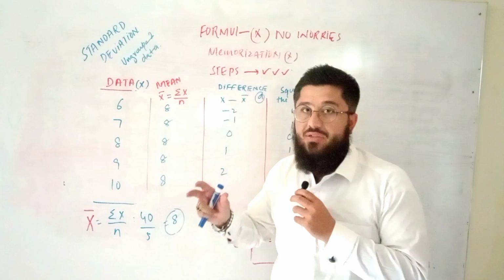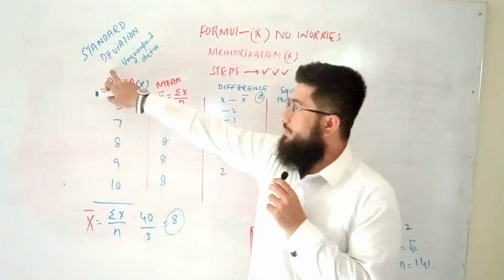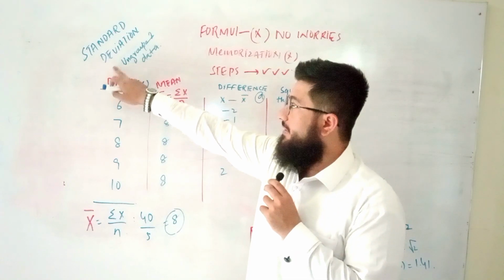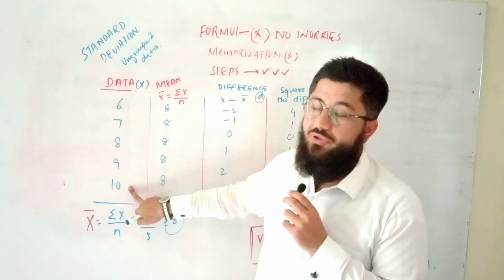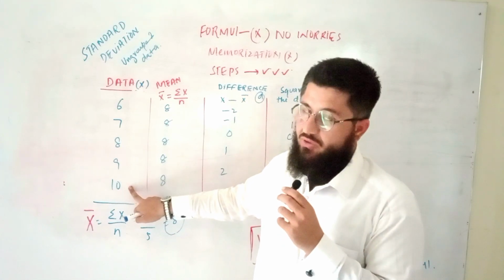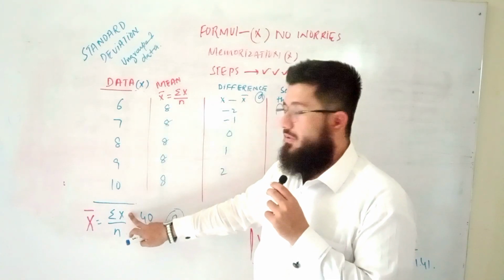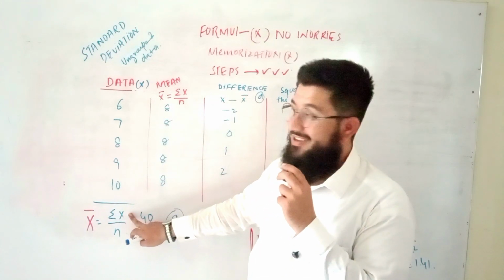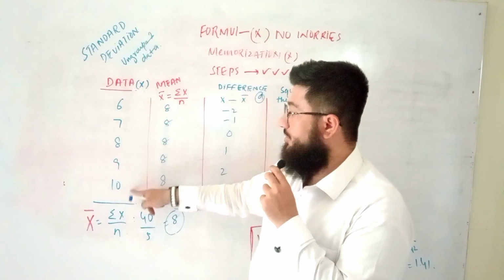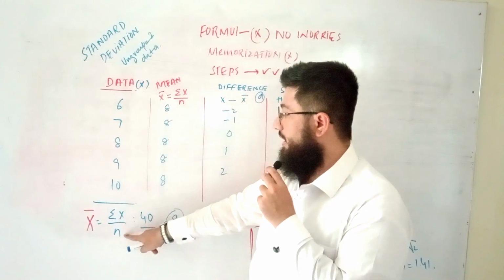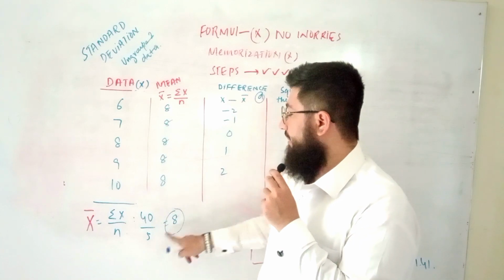So summarizing the entire lecture in short: the question is, find the standard deviation of this ungrouped data. You don't need to remember the formula. Just follow these steps. The very first step, take the mean. This formula must be in your mind. This is a simple average. Add all these and divide by the number of observations. We added all, the number was 5, so we got the answer 40 over 5, which is 8.